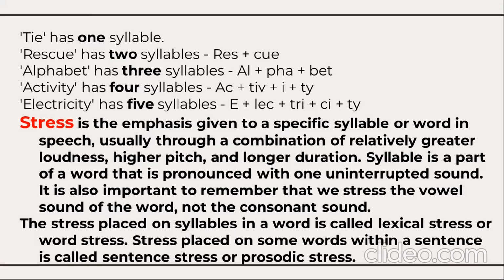A syllable is a part of a word that is pronounced with one uninterrupted sound. It is also important to remember that we stress the vowel sound of the word, not the consonant sound. We shall have a discussion very soon on the vowel and consonant sounds. The stress placed on syllables in a word is called lexical stress or word stress. Stress placed on some words within a sentence is called sentence stress or prosodic stress. So these are the two types of stress we have here.